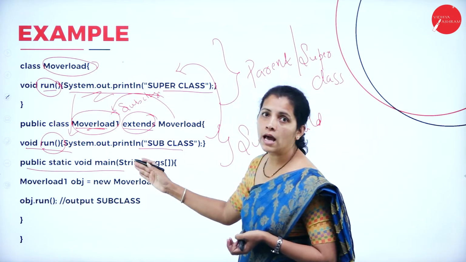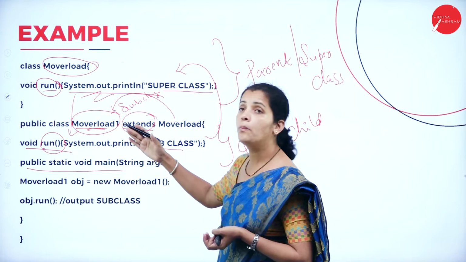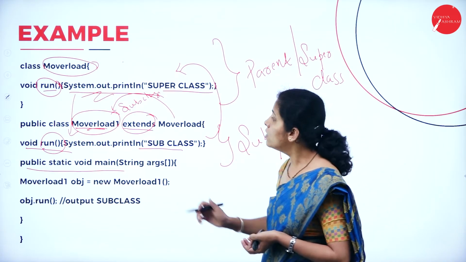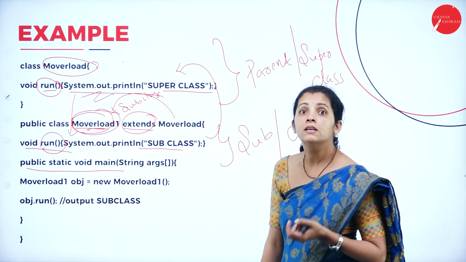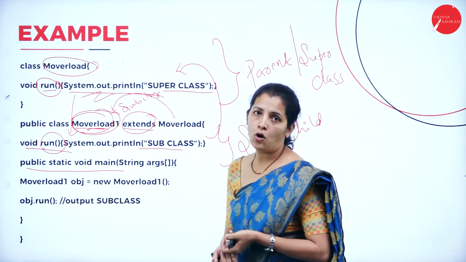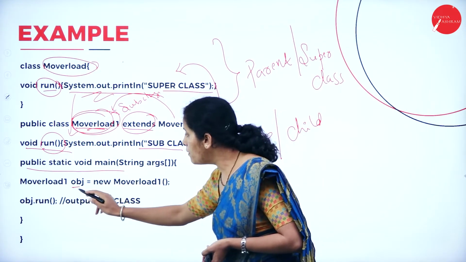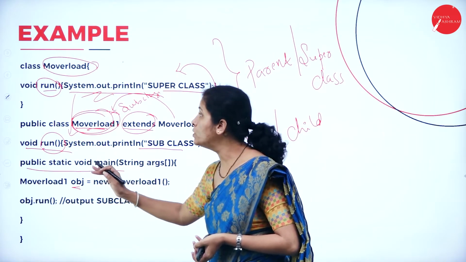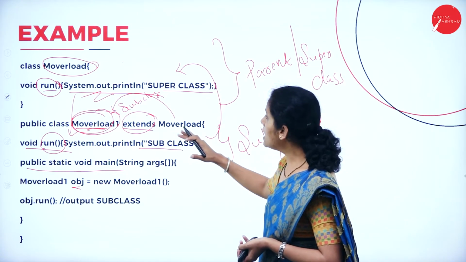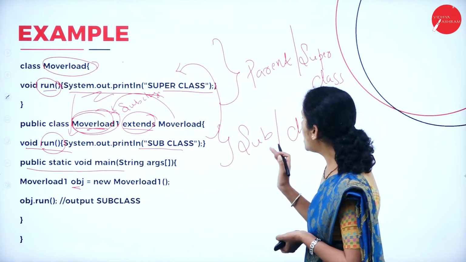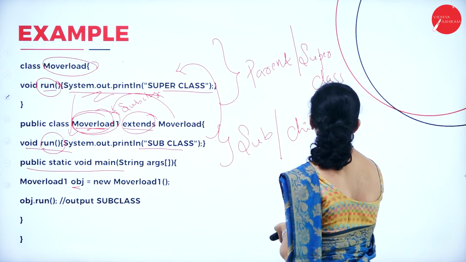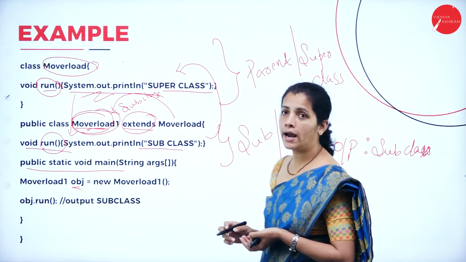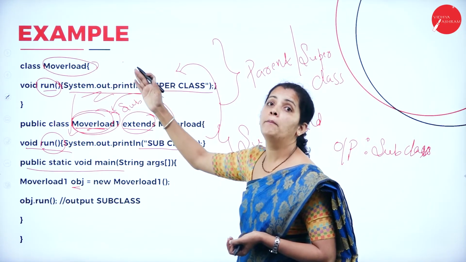And public static void main. So this is my main program, and the actual execution of the program starts from the main program. Now I'm going to create the object. So dear student, please listen here: for the subclass or child class, I'm going to create the object. And with the help of this object, I'm going to call the run method. Now tell me, what is the output for this program? Is it subclass or is it superclass? So here the output is inside the subclass. That means I'm going to override the method which is present in the parent class.